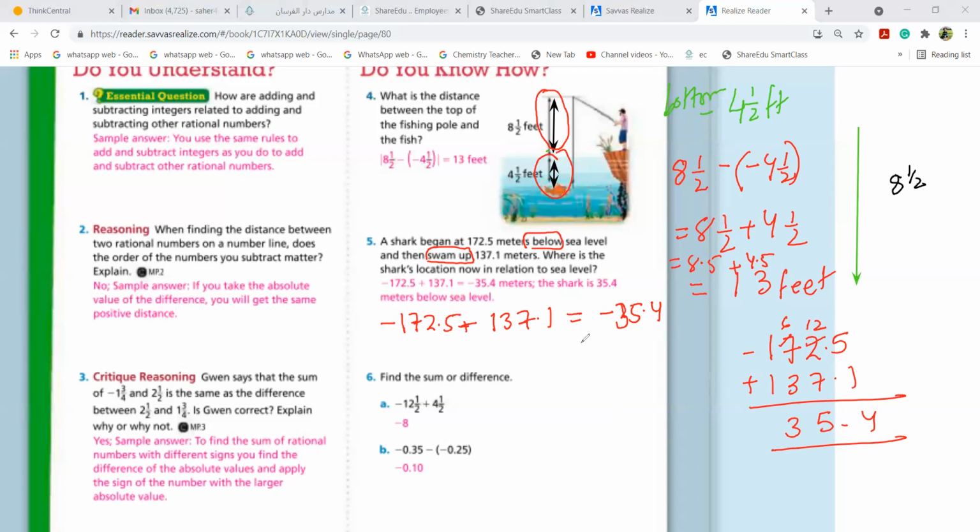Malak, why is it minus 35.4? Because we don't plus them, we minus them. The answer is minus 35.4. Why is it not positive 35.4? Because we went below. Yes, the sign of the bigger number. 172.5 is bigger and this is small. We always take the sign next to the bigger number. Next means before the bigger number. Okay?